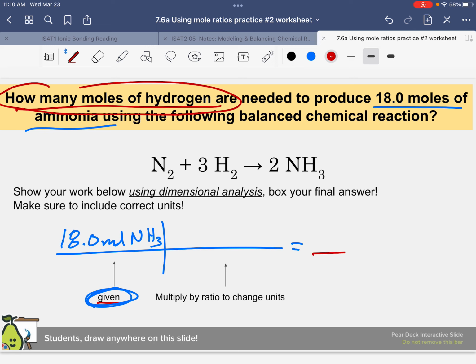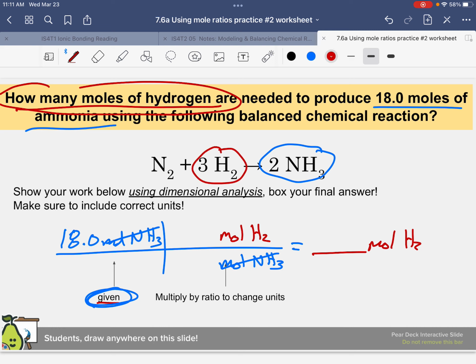And what I want when I'm done is moles of hydrogen. So I need a relationship that will give me moles of hydrogen, since that's what I want, that's going to end up on top. And I want to get rid of moles of ammonia, because that's what's going to cancel it off. So moles of ammonia are here, moles of hydrogen are here. So that tells me 3 moles of hydrogen are going to produce 2 moles of ammonia.